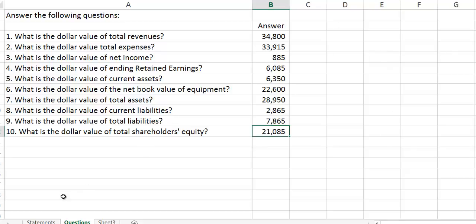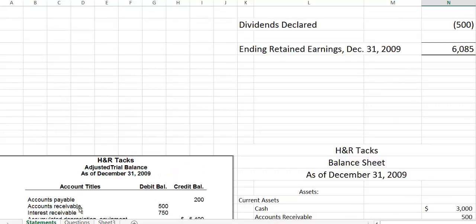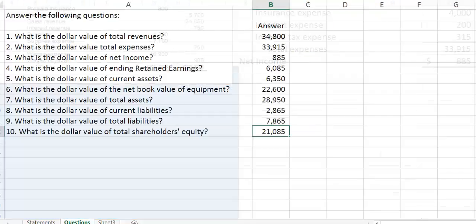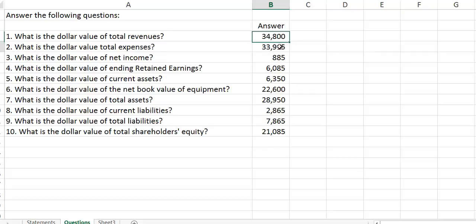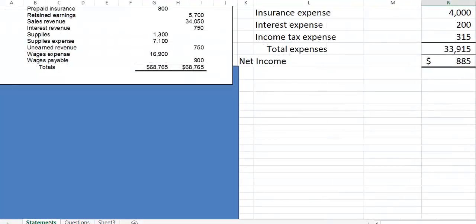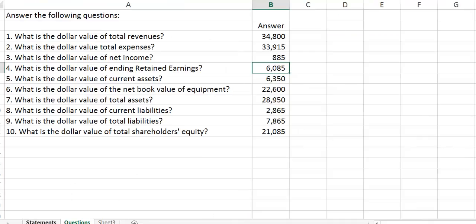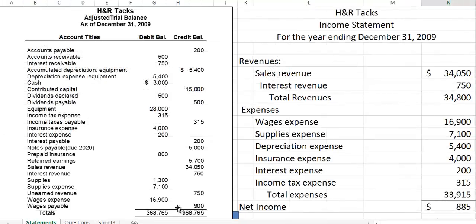So this concludes the preparation of the three main financial statements in our course: income statement, statement of retained earnings, and balance sheet, all from the adjusted trial balance. And we've also gone through a little bit of an exercise where you can pick off and answer what some of the balances and totals are from your financial statements. So this concludes our video that takes us from the adjusted trial balance to the statements and also allows us to pick off some values from those statements and some totals. So I hope you found the video helpful.